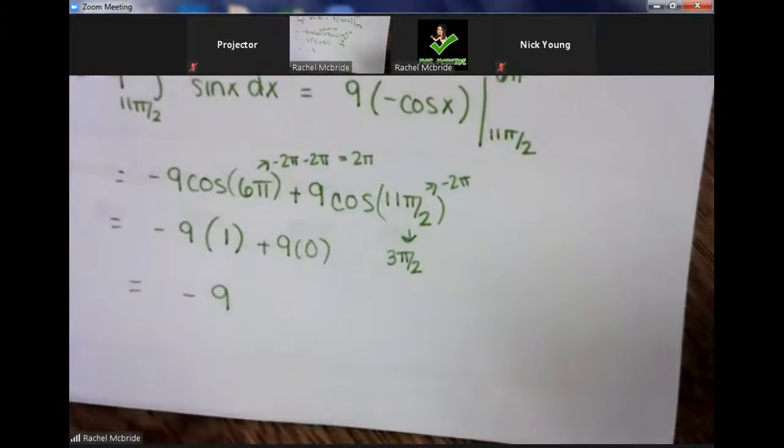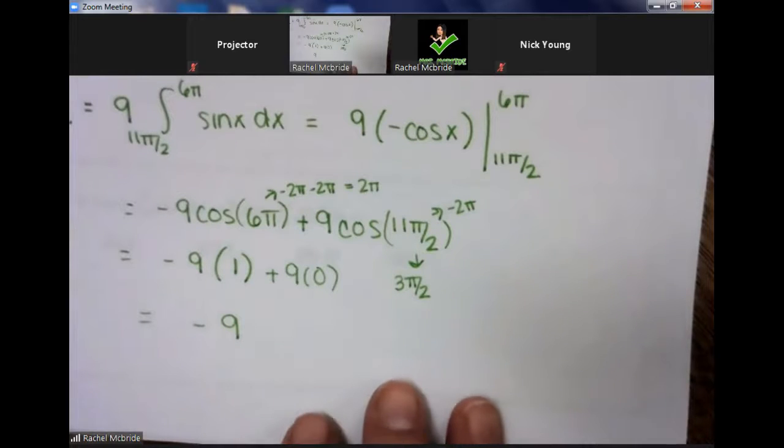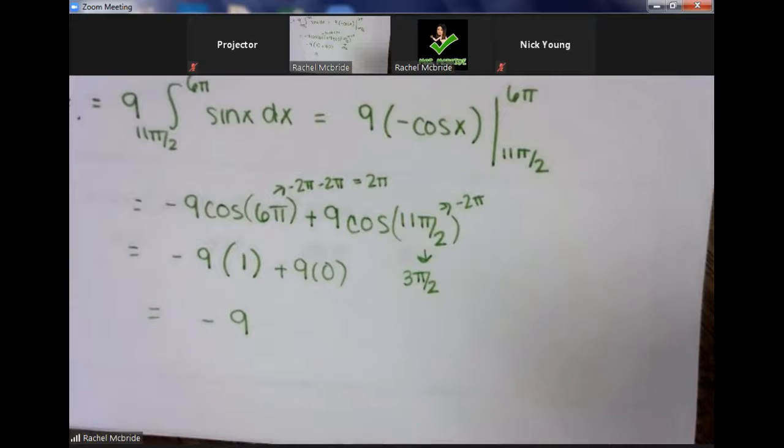Yeah, so the 2 pi is how you get back to the unit circle. So you stop once you get to a value that's on the unit circle so that you can evaluate it.